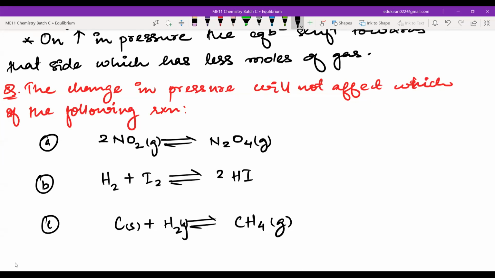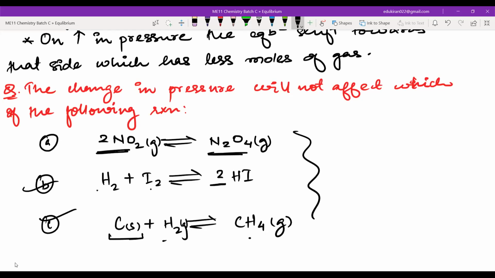See, in A, we have 2 moles in the reactant and 1 mole in the product, so the pressure is going to affect here. But in B, we have 2 moles in the reactant and also 2 moles in the product. Similarly, in C, you may see 1 mole and 2 moles, but please remember that this is solid. It will not have any effect from the pressure. So here we have 1 mole of gas and there also 1 mole of gas. So both B and C will not be affected by pressure.